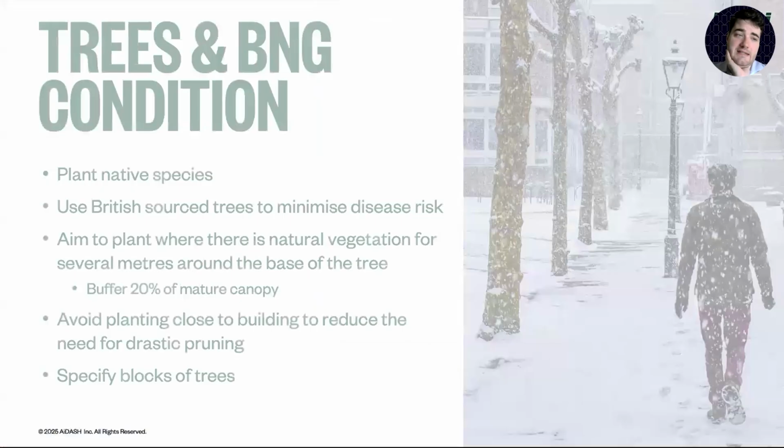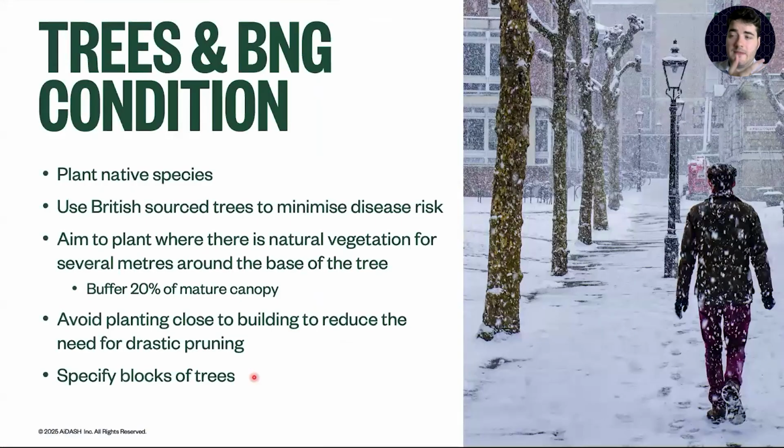Okay, when it comes to trees, again, I've written about this as well, but there's lots of things we can do to improve the condition score of trees at the design stage. Obviously, planting native species that are ideally UK sourced will improve the score by reducing the disease risk, pest risk, and improving that native species score.